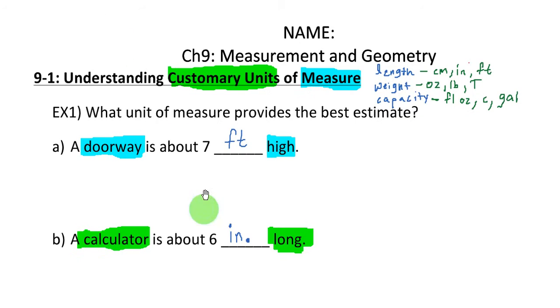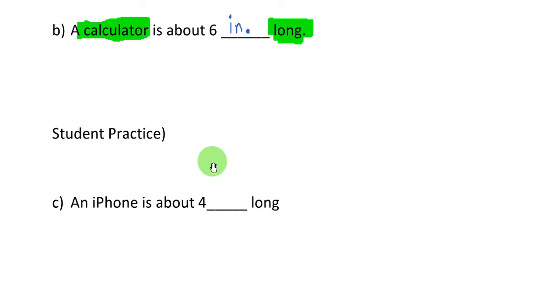Let's move forward to the next problem. This one says it's a student practice, but we could work together on it. It says an iPhone is about 4 of some set of units long. We're still looking at length here, and I know that this is similar in size. An iPhone is similar in size to a calculator, so I'm going to measure an iPhone using my inches again and putting a period at the end.